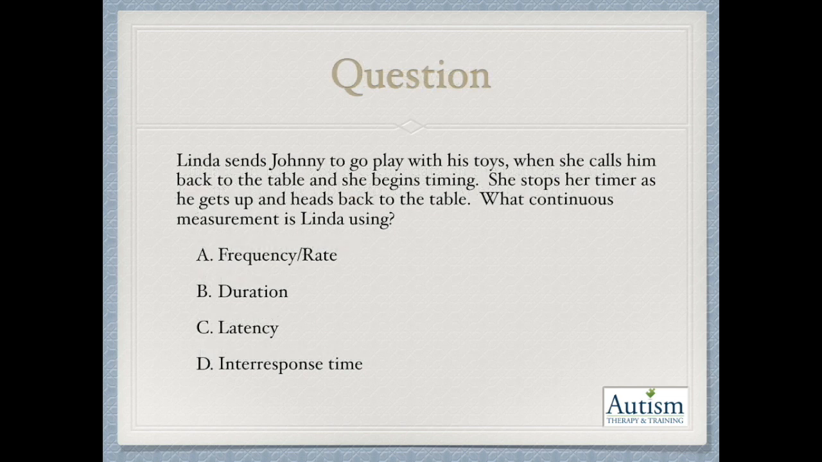Linda sends Johnny to go play with his toys. When she calls him back to the table, she begins timing. She stops her timer as he gets up and heads back to the table. What continuous measurement is Linda using? Is it frequency, duration, latency, or interresponse time? And the correct response is latency.